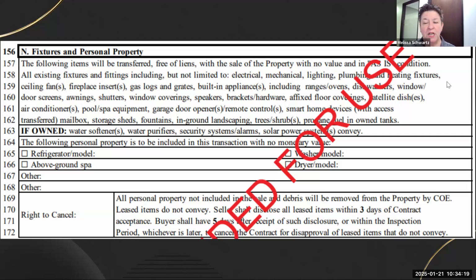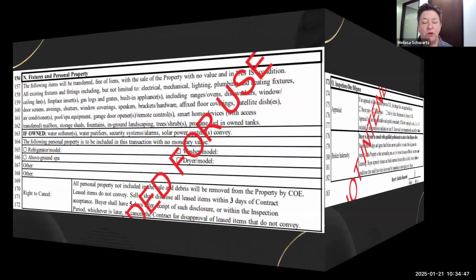Personal items not included in the sale and debris will be removed from the property by close of escrow. How many times do we end up running into that issue, right? It's all supposed to be gone. Seller shall disclose all leased items within 3 days. Buyer has 5 days, similar timeframes, right? That you have to let people know about it, and the buyer has the right to address that.